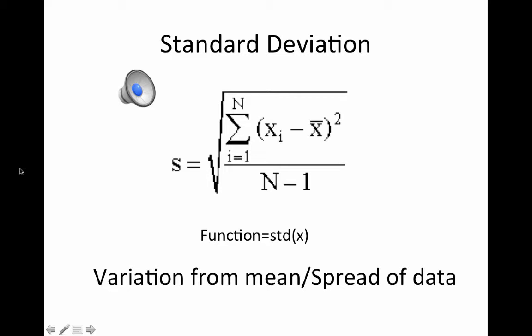The next statistical measurement is standard deviation, which measures the variation from the mean, or the spread of the data. The equation for standard deviation is 1 over n minus 1, where n is the number of elements, all times the sum from i equals 1 to n of x of i minus the mean of x, squared, and it's the square root of all of that. The function in MATLAB is std(x).